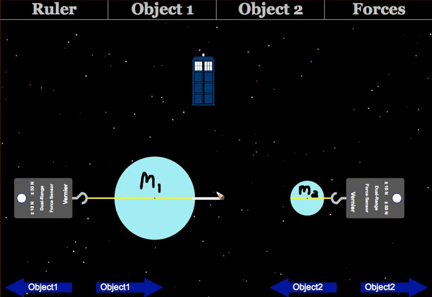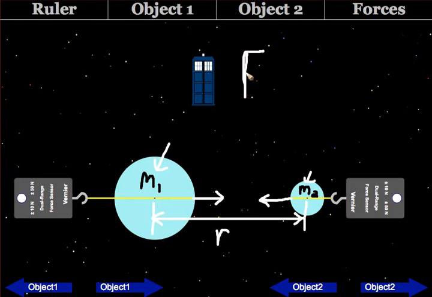Mass 1 will be pulled toward mass 2, and mass 2 will be pulled toward mass 1. In accordance with Newton's third law, these two forces are going to be equal and opposite. The strength of those forces depends on the value of your two masses and the distance between the masses. When you're measuring the distance between the masses, we go from the center of mass of each object, and we denote that value with the letter R.